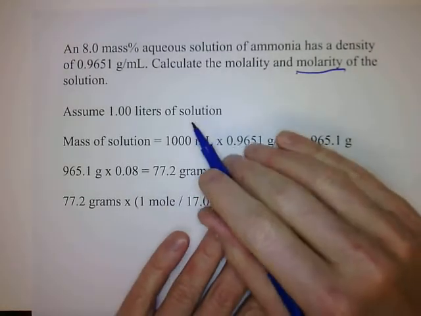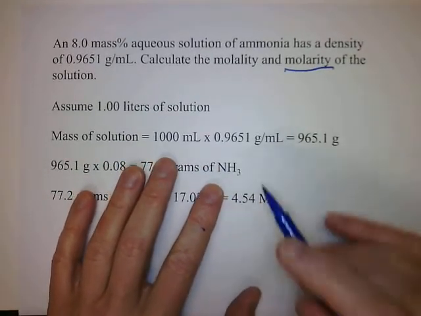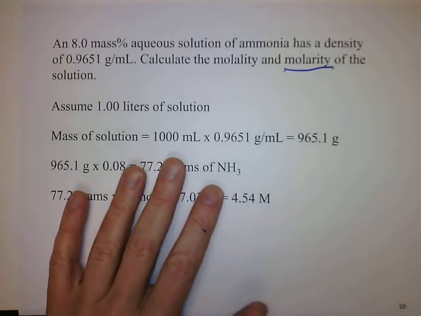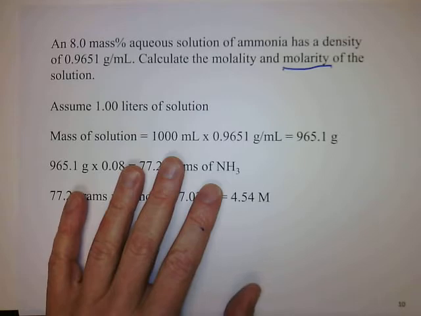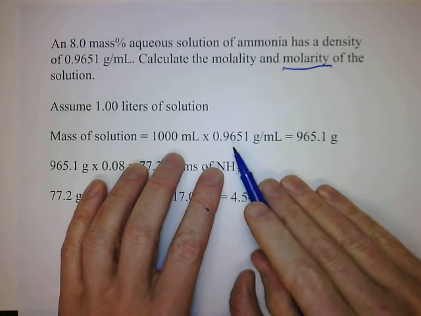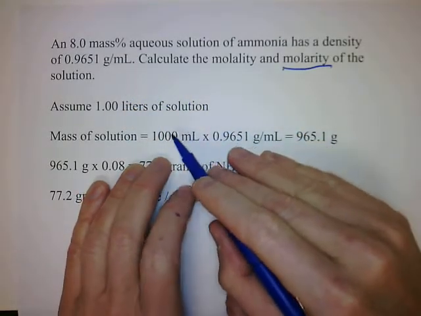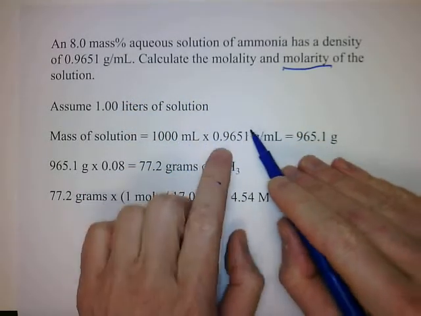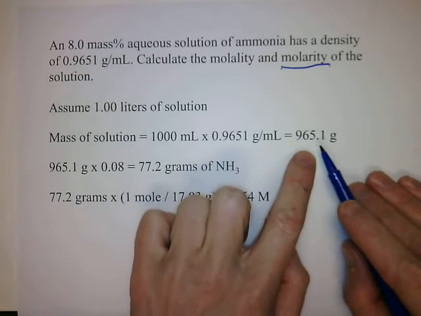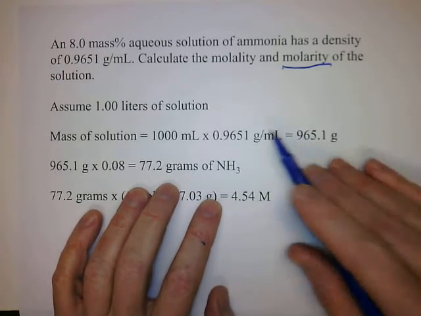Okay, so let's assume 1 liter of solution. Just like in the previous example, we assumed 1,000 grams. Now we're going to assume a liter of solution, which is 1,000 milliliters, right? So we knew what the density was. It is stated in the problem, 0.9651 grams per milliliter. So let's take our 1,000 mL times 0.9651 grams per mL. The total mass is 965.1 grams.